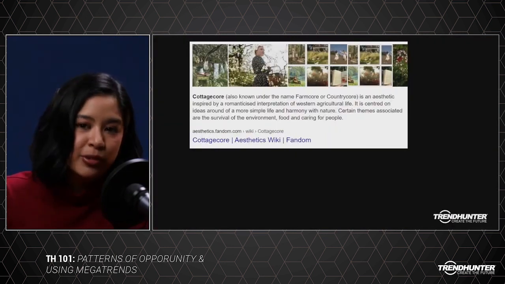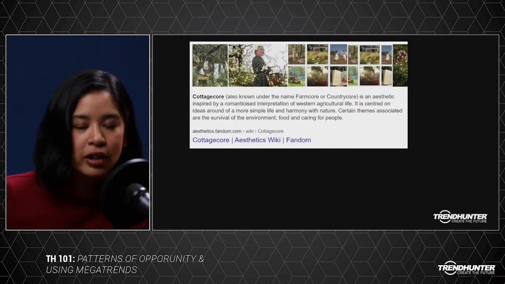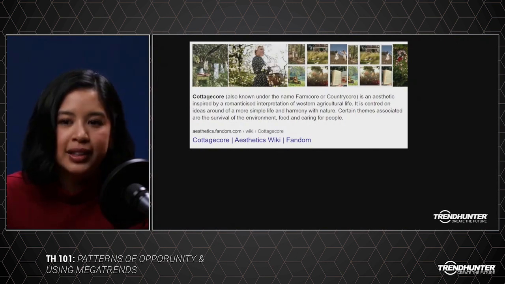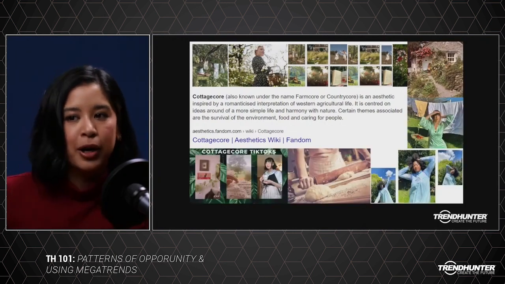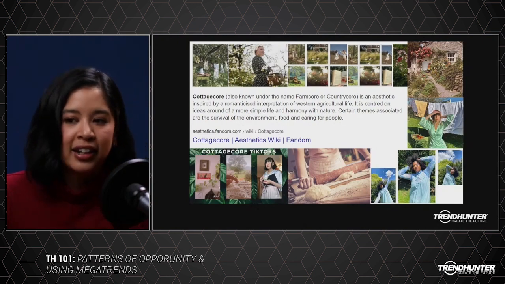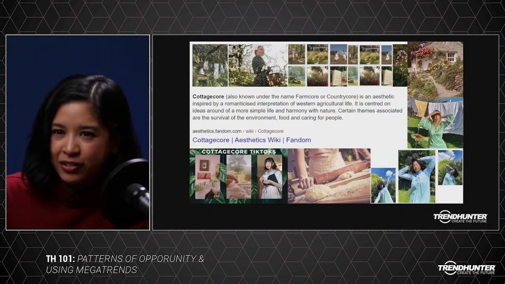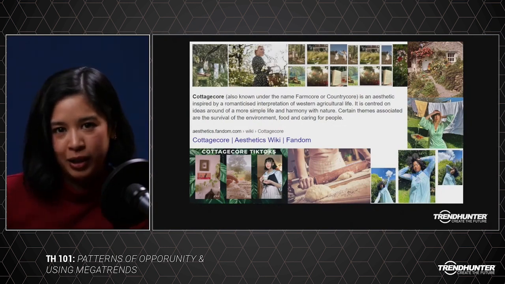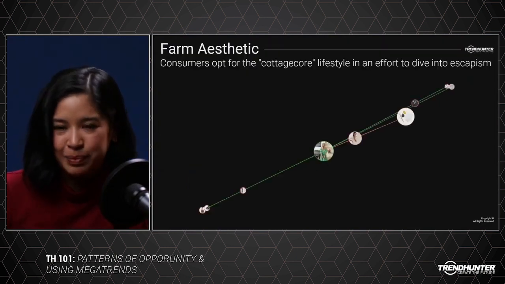Now, for those who are unfamiliar, cottagecore, also sometimes known as farmcore or countrycore, is a sort of aesthetic movement inspired by romanticized interpretation of Western agricultural life. It's all about baking your own bread, living in a flower-covered cottage, dressing like you sewed your own clothes, maybe even learning how to sew your own clothes. Interestingly enough, cottagecore is extremely popular among Gen Z, who are the most virtual of all of the generations.